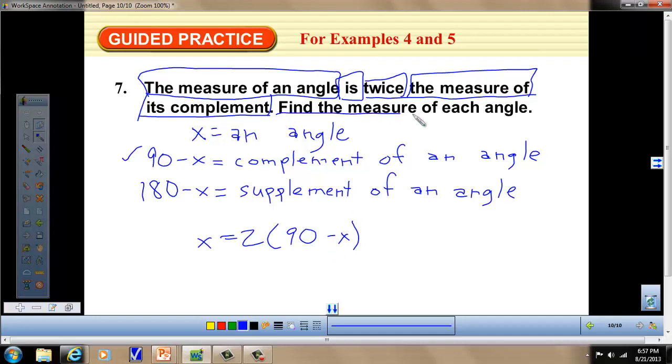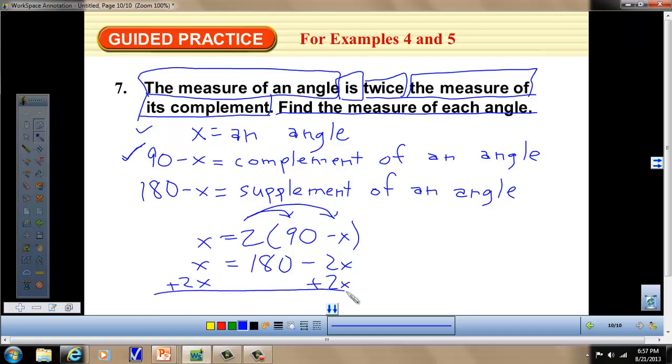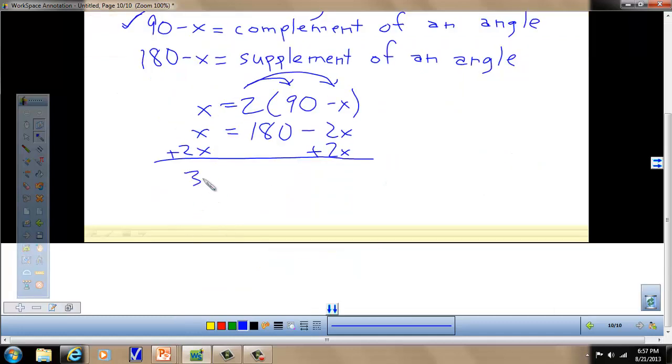We want to find the measure of both angles, so we want to find this angle and this angle. So we're going to start off finding x. I'm going to start by multiplying this out. We get x equals 180 minus 2x. I'm going to add 2x to both sides. If I do that, I get 3x is equal to 180. And dividing both sides by 3, I get x is equal to 60.